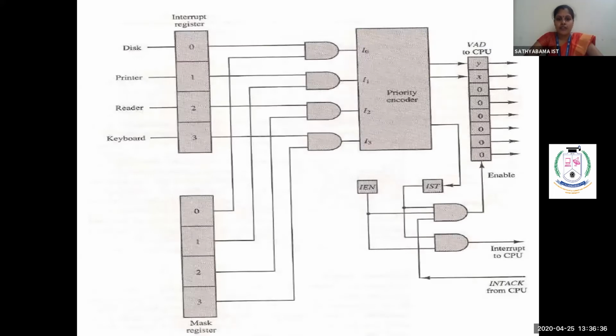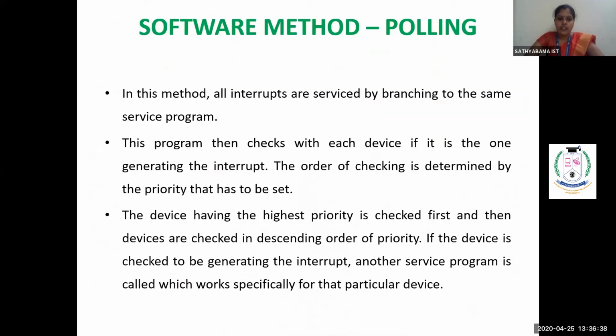Next, we'll go to the software method, that is polling. In this method, all interrupts are serviced by branching to the same service program. This program then checks each device, same as the daisy chaining method only. But this is a software method, and that is a hardware method. It's continuously device 1, device 2, device 3. After device 1, the highest priority, it checks device 2 and then device 3. It's the same way, but it's in software, whereas that is in hardware.